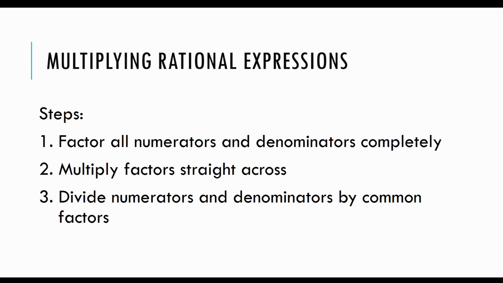All right, let's talk about now some operations. Let's look at multiplying rational expressions. So here are my steps. Just like when we simplified, we're going to factor the numerator and denominator completely. When you multiply fractions, you multiply straight across. That's the same thing here with these rational expressions. So we'll multiply straight across, keeping everything factored. I don't want to then multiply everything out. I want to keep everything factored, essentially making one big fraction.